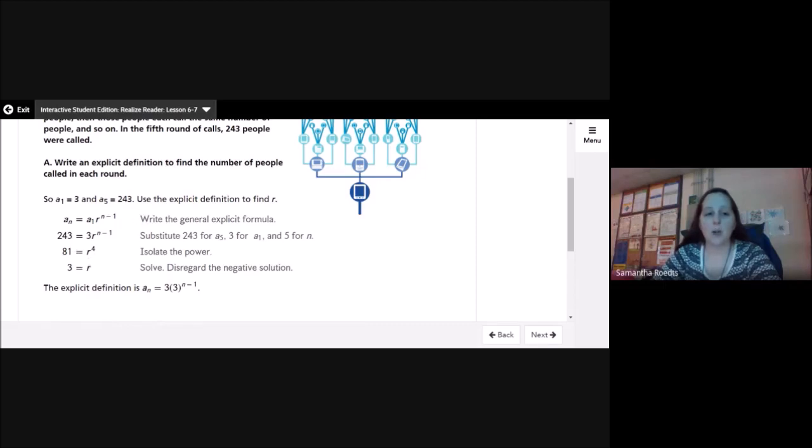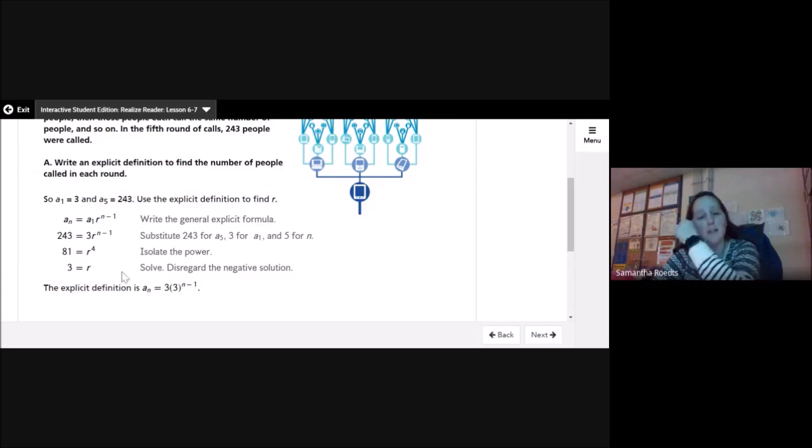243 is my a sub n, my a sub 5, equals 3 times r, 3 was my first one, r to the n minus 1. Okay, I'm going to isolate. I substitute in 5 for n because a sub 5 equals 243. So I have 243 equals 3r to the 4th power. I want to get the power by itself. So I isolate it, which means I divide both sides by 3 to get 81 equals r to the 4th.